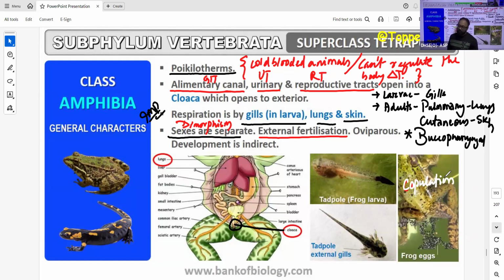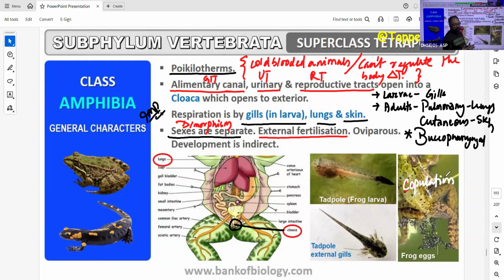The male frogs bear a structure which we call the copulatory pads. In their forelimbs, they have a web-like structure forming a pad that we call copulatory pads. Now, like in the case of Pisces, we saw claspers. Similarly, in the case of frogs, we have copulatory pads.